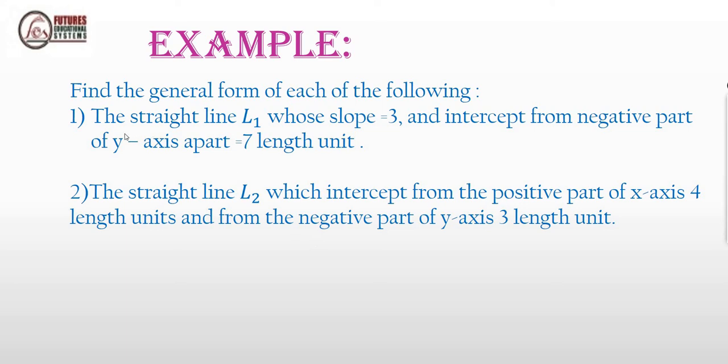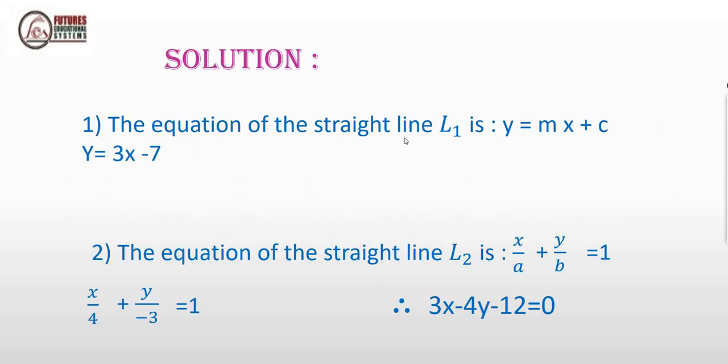Let's go to solve the first one. The straight line has slope 3 and intercepts the y-axis in the negative direction with magnitude 7. Therefore the equation, in this case, y equals mx plus c, where m equals 3 and the intercepted part of the y-axis is negative 7. Therefore, y equals 3x minus 7.